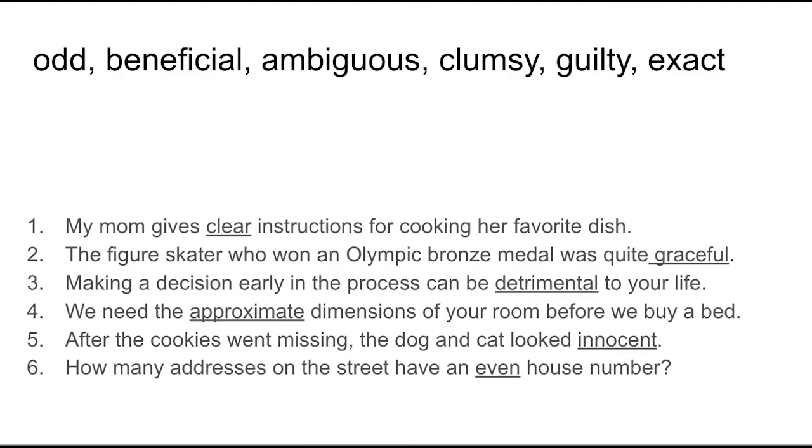First, we'll look at these 6 questions. Each question has one word that's underlined, and you are going to be identifying the word that has the opposite meaning to that word. The answer choices are on the top. We have odd, beneficial, ambiguous, clumsy, guilty, and exact.